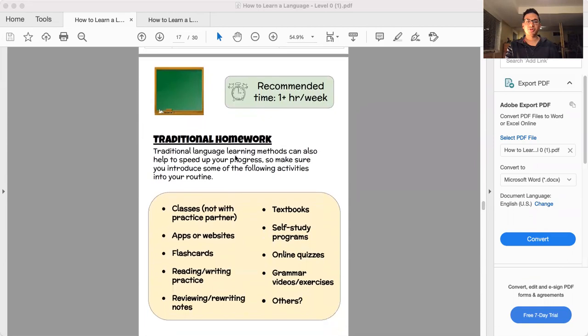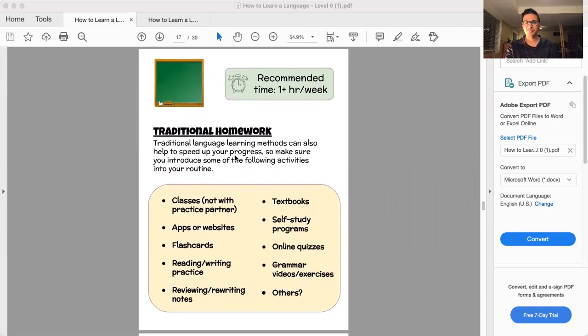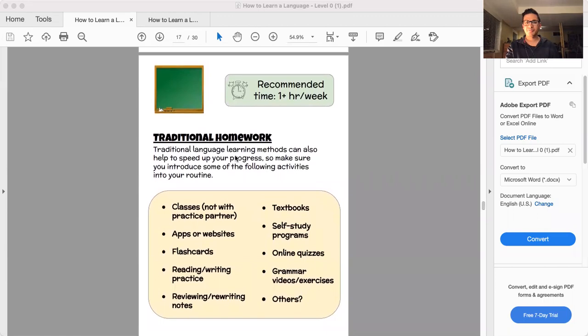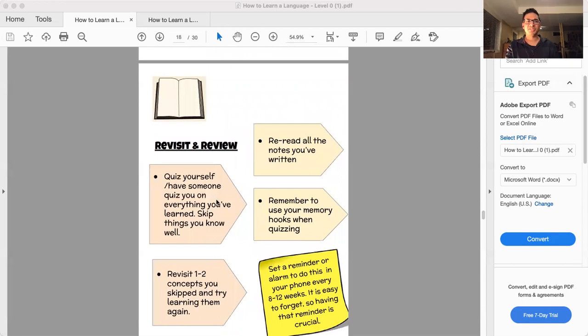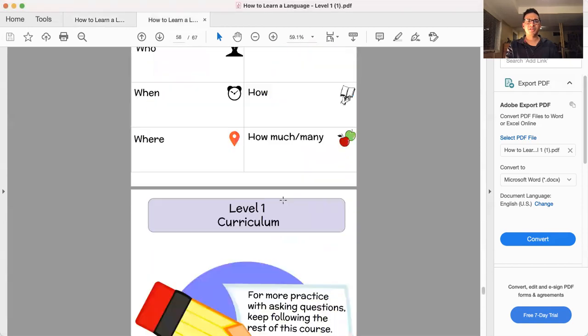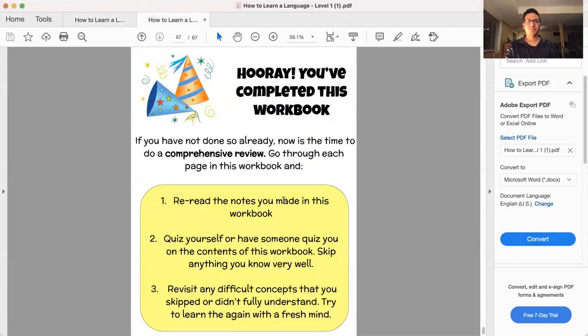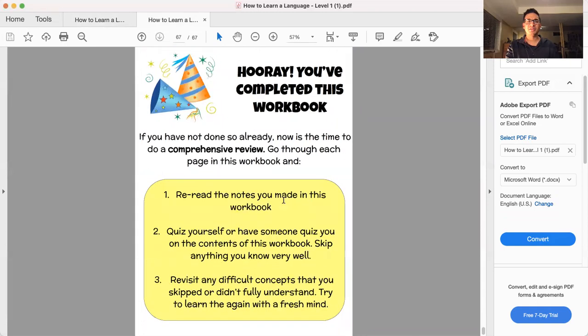And then we have traditional homework. So pause, read this, right? Make sure you're doing this too. This is important. Okay. This is coming. Don't worry about this. This is actually built into level 1. You're going to see it right at the end here. If we scroll down, right at the last page, the last page of the workbook has that revisit and review built into the program. So you'll have that. So don't worry too much.